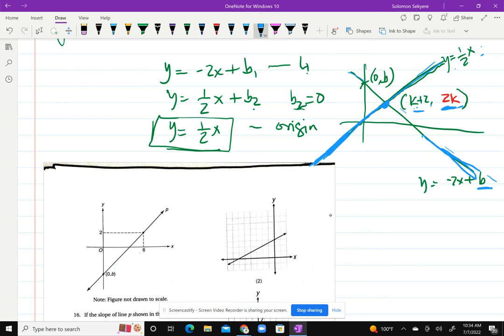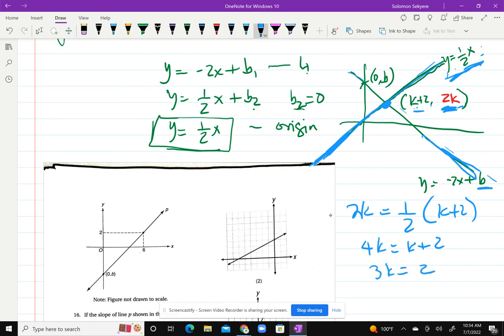So what this means is y equals half x, and this point lies on it. So when y equals 2k, x is k plus 2. That's what it means. Now you solve for k. If you multiply both sides by 2, you have 4k equals k plus 2. If I subtract my k's, I'll get 3k equals 2, and k equals 2 over 3.